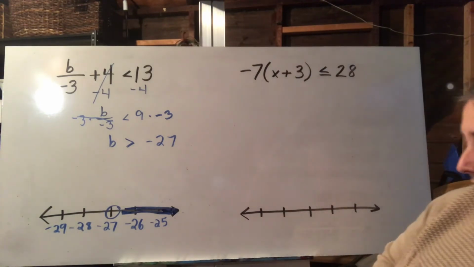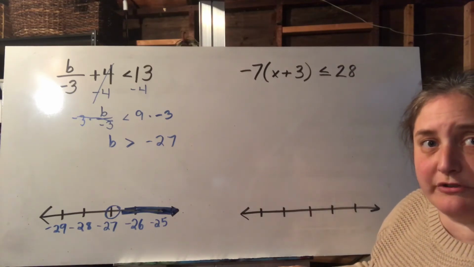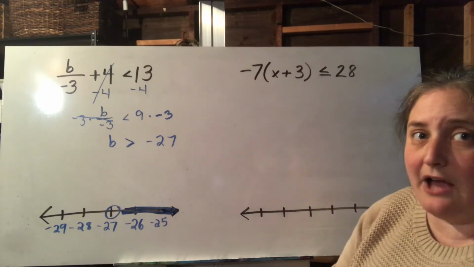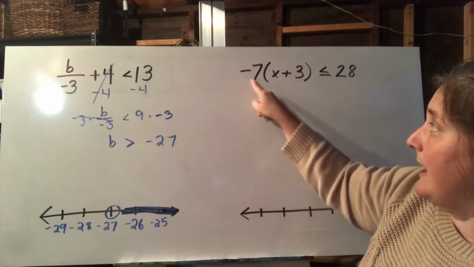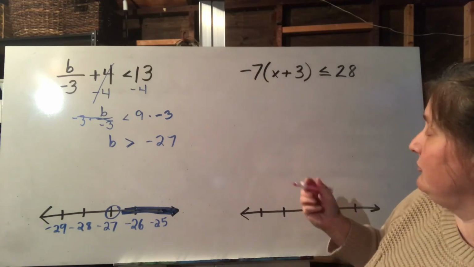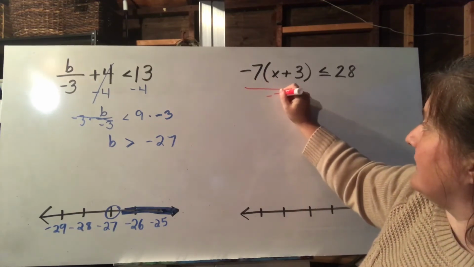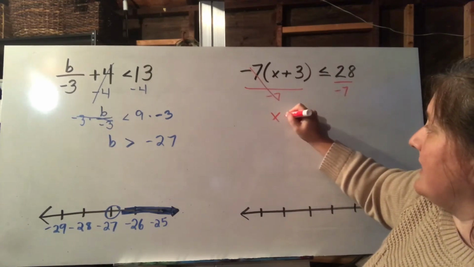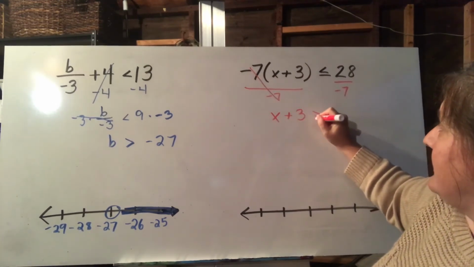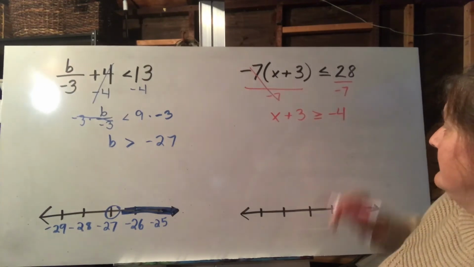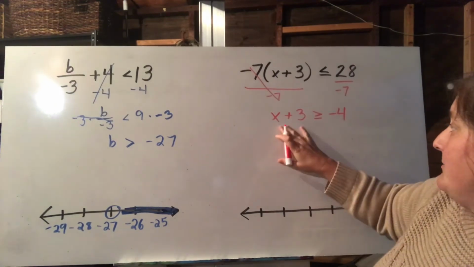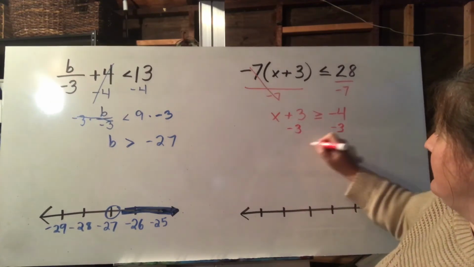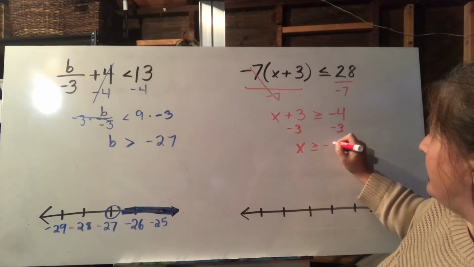Let's try one more. So normally we get rid of addition or subtraction first, but this time our addition is inside parentheses. So we're actually going to get rid of this multiply by negative 7 first. And we'll do that by dividing each side by negative 7. So it cancels out here. When I divide by a negative, remember I have to reverse my sign. Now that my parentheses are the only thing left, I'm going to subtract 3 from each side, and I get x is greater than or equal to negative 7.